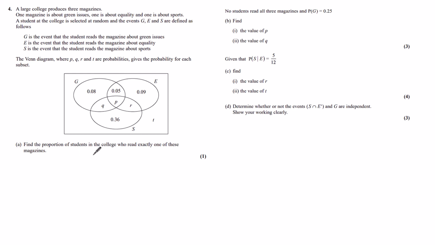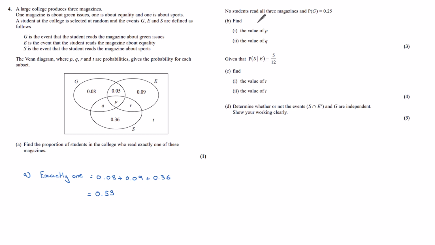Part A, find the proportion of students in the college who read exactly one of these magazines. So those that read exactly one are these 3 values here. So the 0.36, they read only sports, 0.08 read only green issues, and 0.09 read only equality. And so the probability of reading exactly one is the sum of those 3 probabilities, which is 0.53.